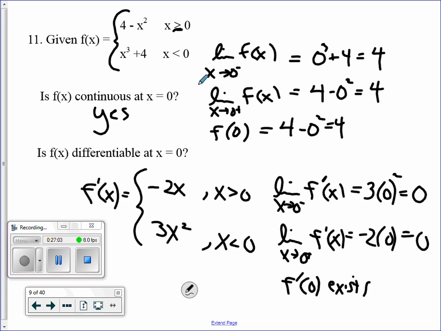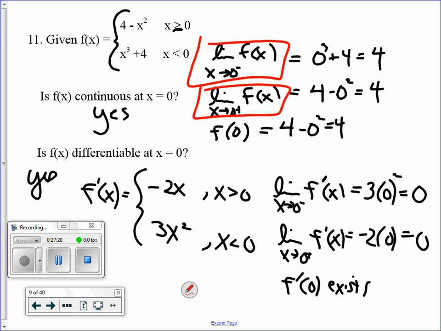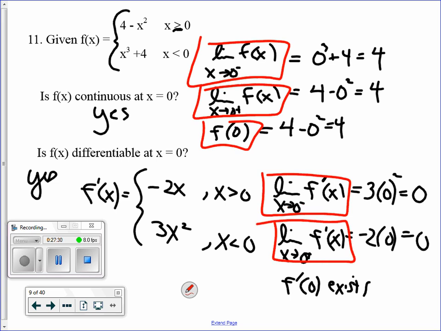Or you can just write the word yes. But just be careful with the notation. You're not just writing the numbers. You need to show this part, this notation, and you need to show this notation. You've got to show what you're getting. You can't just write down the numbers. Same thing down here. I want to see this. I want to see that you know what you're doing.